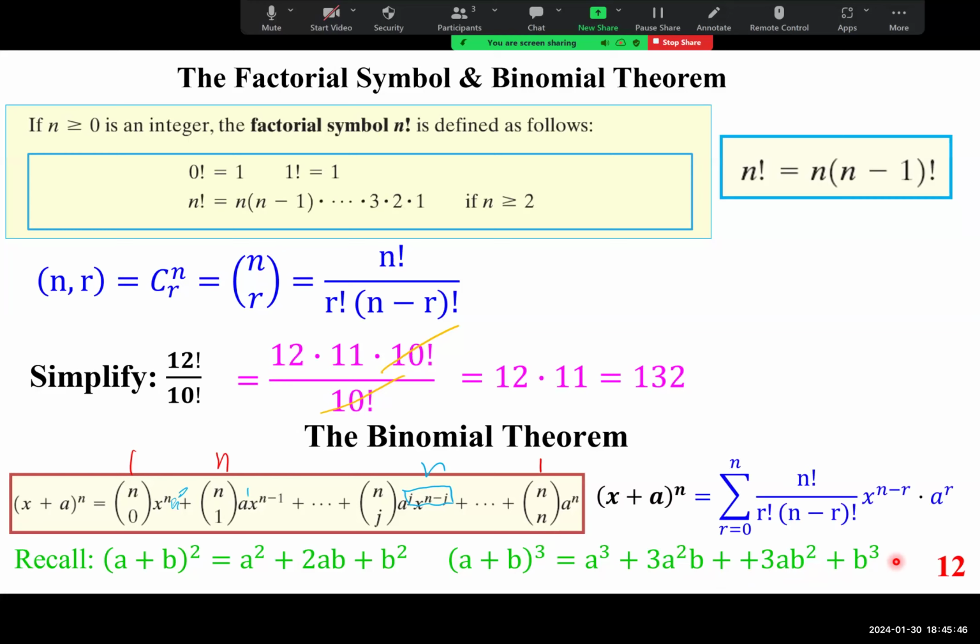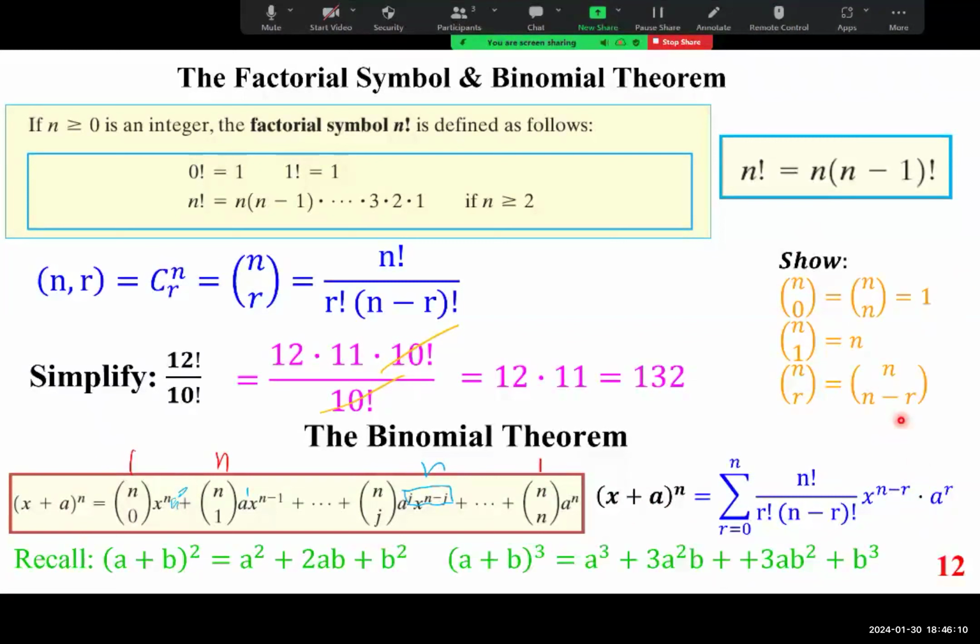And also recognize this can be written as a summation: (x plus a) to the power of n is the summation, r going from 0 to n, of n factorial over r factorial times (n minus r) factorial, x to the power of n minus r, a to the power of r. You can write it in that format. And again, I want you to really work on this and show these two are 1, this is 1, and n choose r is the same as n choose n minus r. If these two add up, that works out to be the same, okay?